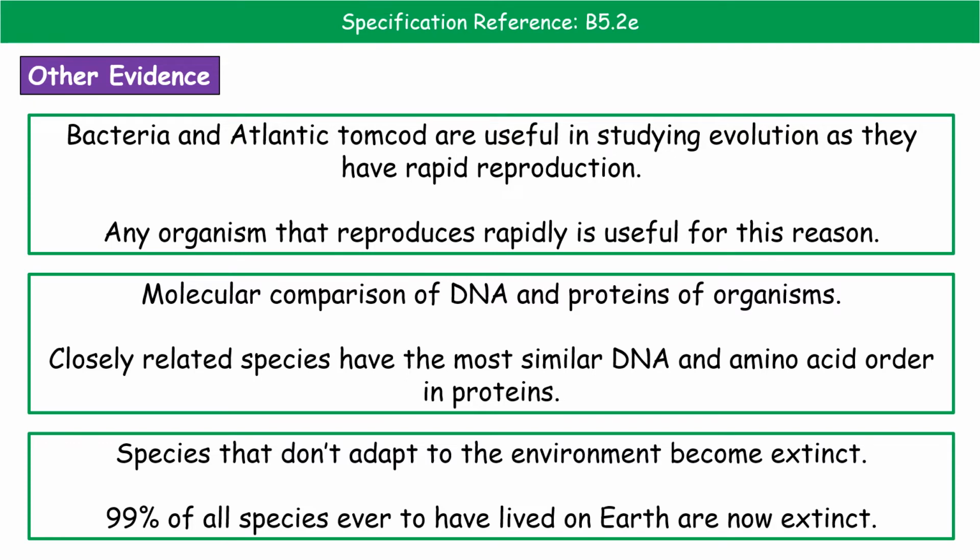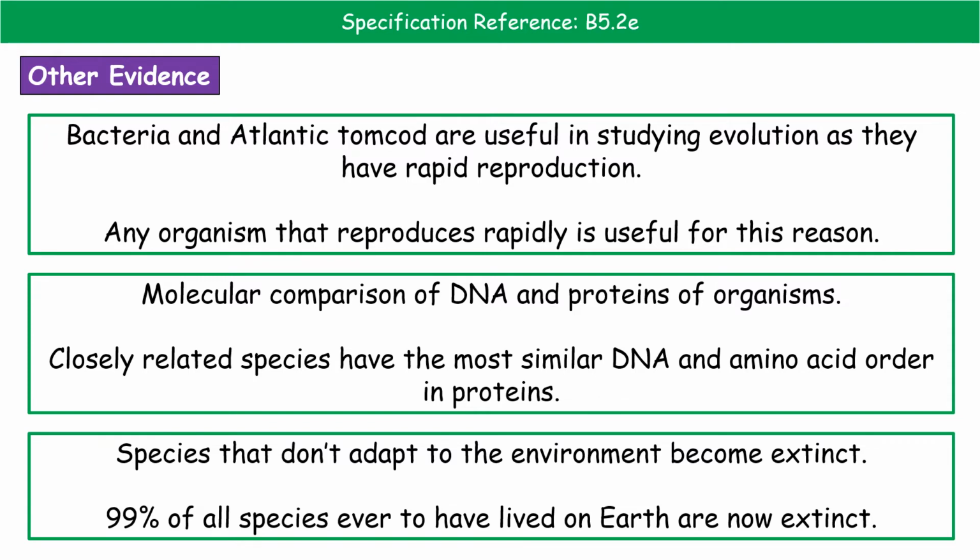We can also see this happening in real time with certain species. Bacteria and Atlantic tomcod are really useful for studying evolution because they've got really rapid rates of reproduction. That means that we can see this happening in a reasonable time frame. You won't see it with organisms like us as humans because we take ages to reproduce, and therefore any changes that are going to take place in a population will take a really long time. So you want something with very rapid rates of reproduction to be able to study evolution in a sensible time frame.